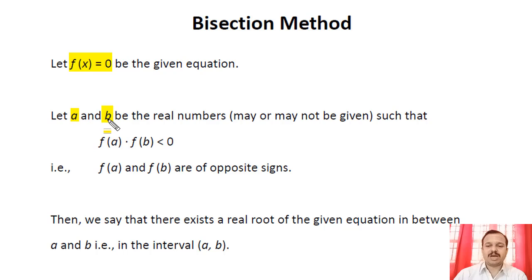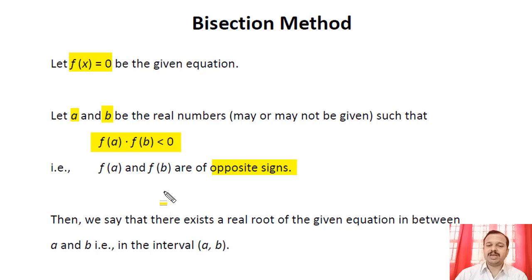If these two values are not given, then we have to search for such numbers by trial and error. That is, we start with 0, then go for 1, 2, 3, or -1, -2, -3, like that. We choose by trial and error, and in each case observe the value of f of a and the value of f of b. We have to see that f of a and f of b are of opposite signs. This is very important. When f of a and f of b are of opposite signs, the meaning is that their product is negative. Their product is less than 0.